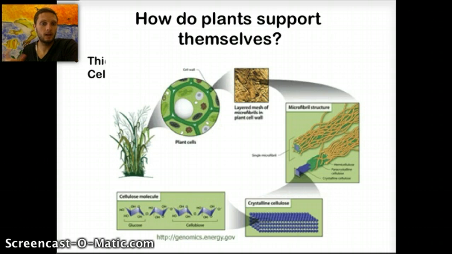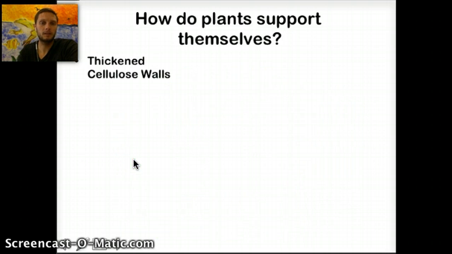And so the thickening of the walls in these cells allows them to be supported and grow a little bit taller. In this example, we're looking at some grass-type herbaceous plants whose cells have been thickened a little bit. Another process that allows these plants to support themselves is through turgor pressure.